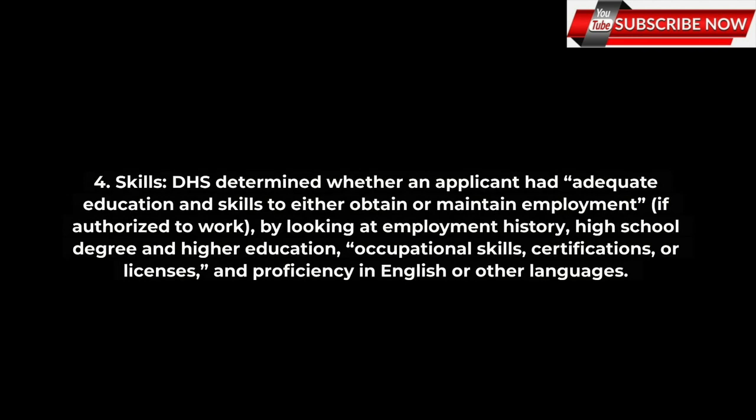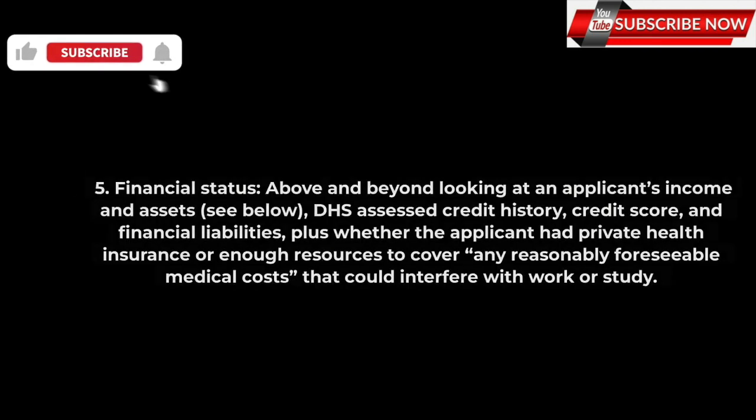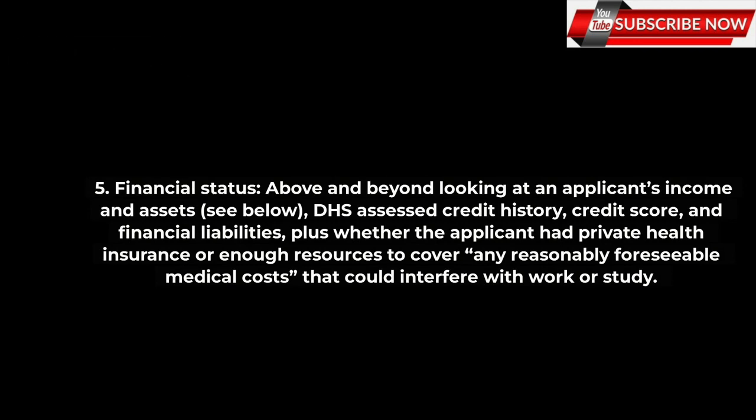4. Skills. DHS determined whether an applicant had adequate education and skills to either obtain or maintain employment, if authorized to work, by looking at employment history, high school degree and higher education, occupational skills, certifications, or licenses, and proficiency in English or other languages. 5. Financial status. Above and beyond looking at an applicant's income and assets, see below, DHS assessed credit history, credit score, and financial liabilities, plus whether the applicant had private health insurance or enough resources to cover any reasonably foreseeable medical costs that could interfere with work or study.